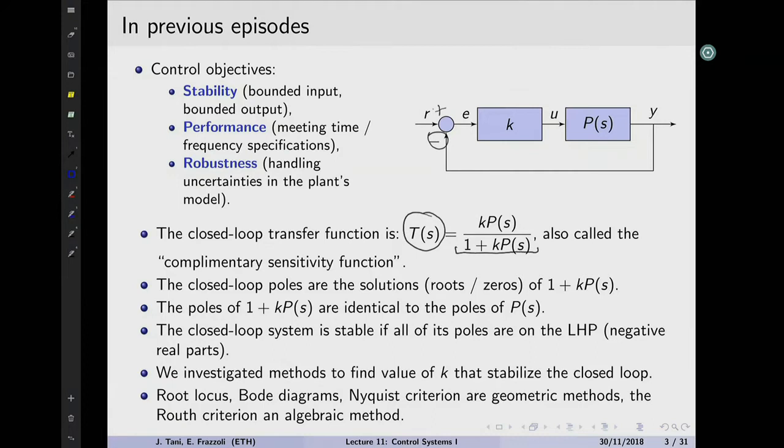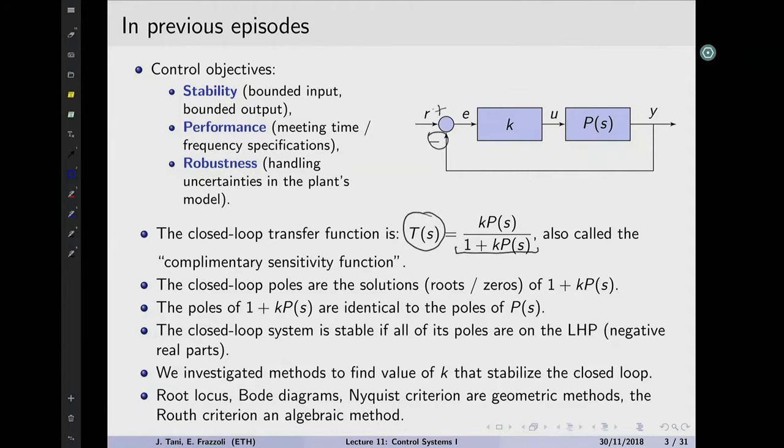And not to be confused with the zeros of the system, that are the zeros of the numerator of the transfer function. It's a little bit of ugly terminology. So the solutions or the roots or the zeros of the denominator of this complementary sensitivity function are the poles of the closed loop system. And the zeros are identical to the poles of P(s), which is the plant.